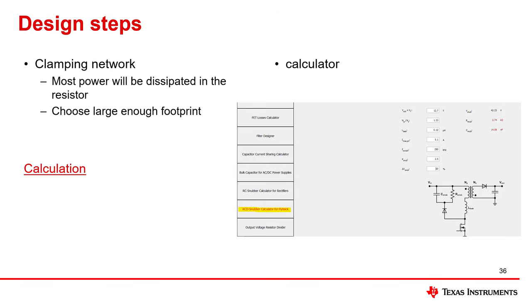The last step is to calculate the clamping network. A detailed guide with formulas can be found on the linked page. The Power Stage Designer also includes a calculation tool under the menu RCD Snapper Calculator for Flyback.